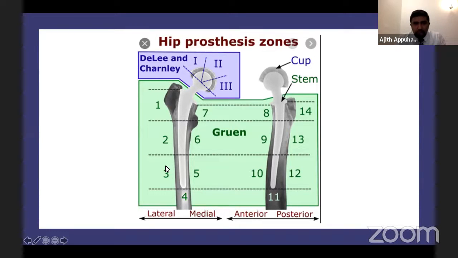Remember here you can see in the Gruen zones, usually in the anteroposterior view, there are medial and lateral zones, starting with the superolateral number 1, then number 2, 3, and beyond the tip is 4, then it goes up to 7. This is the numbering system we commonly use. And in the lateral view, 8, 9, 10, 11, 12, 13, 14. If you go into the lateral view of the femur, we can divide into these zones. When you go to the acetabulum, there are 3 zones, 1, 2, 3.